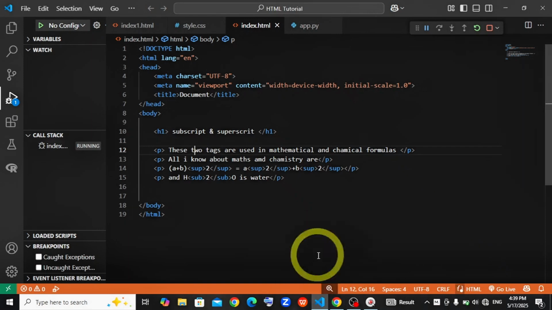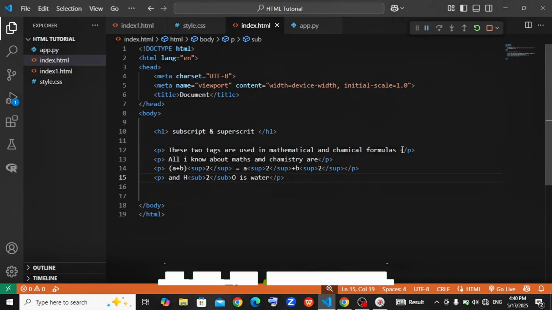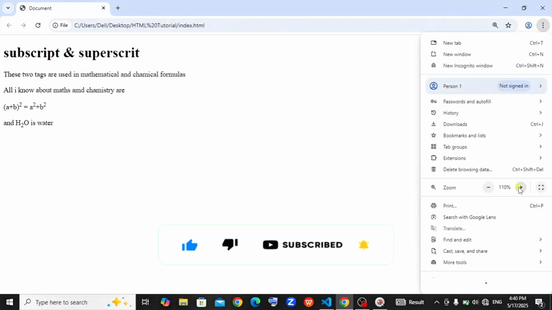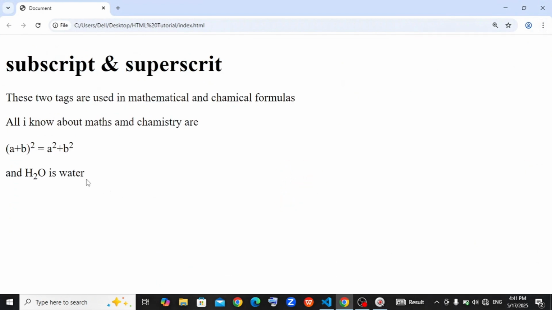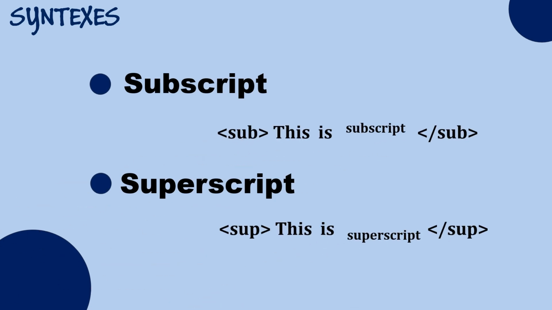Let's take a look at the HTML code. In my example, I've used an h1 tag to display both subscript and superscript tags. The explanation is written inside two p tags. I've included the formula (a + b)² = a² + b² + 2ab using the superscript tag for the squared terms. Similarly, I've written the chemical formula for water using subscript tags to show the number 2 in H₂O. This is how the syntax for subscript and superscript tags looks in HTML.